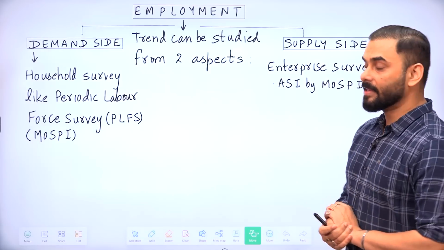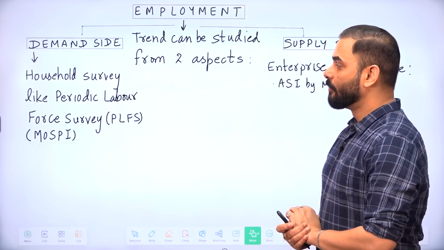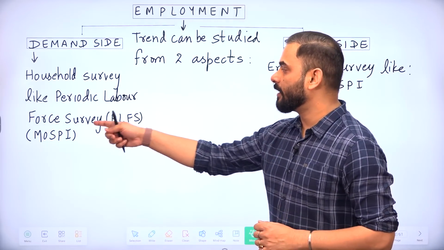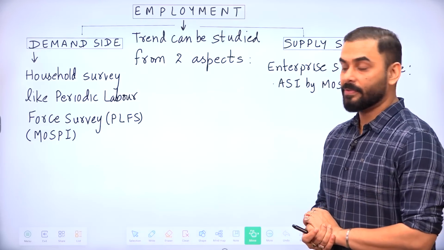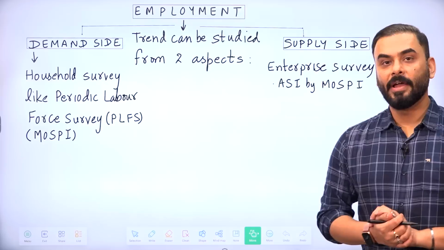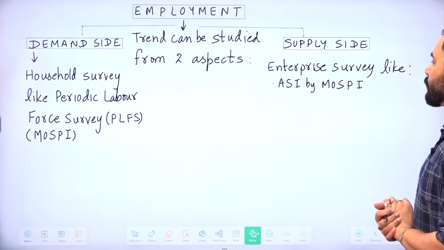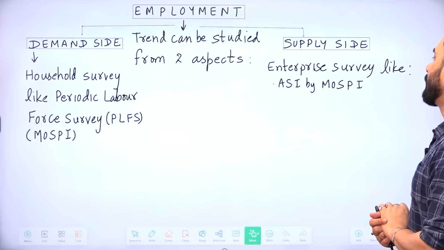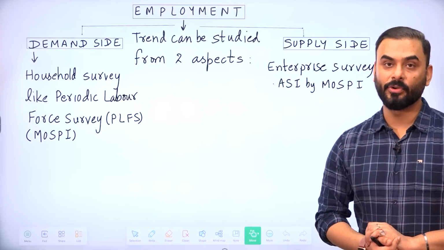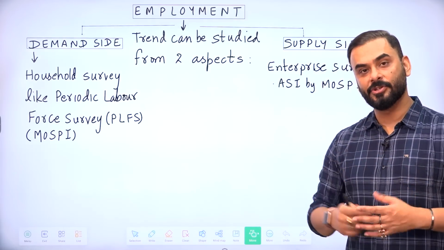And the economic survey has given an example. It says that if you want to find out who is creating demand for employment, we can use data from the Periodic Labour Force Survey, PLFS, which is conducted by the Ministry of Statistics and Program Implementation. And to look at the data of the supply side, we can also look at the Annual Survey of Industries, which is conducted by the Ministry of Statistics and Program Implementation. So based on these two sides, we will get a clear picture of employment.